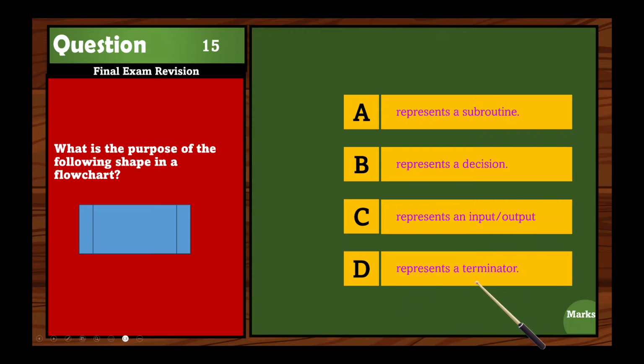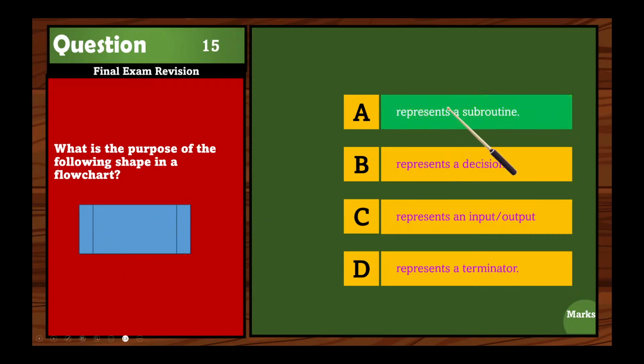So we know this is not the terminator. It also doesn't represent the input and output, and also does not represent the decision making. So the correct answer is option A. This shape represents a subroutine.